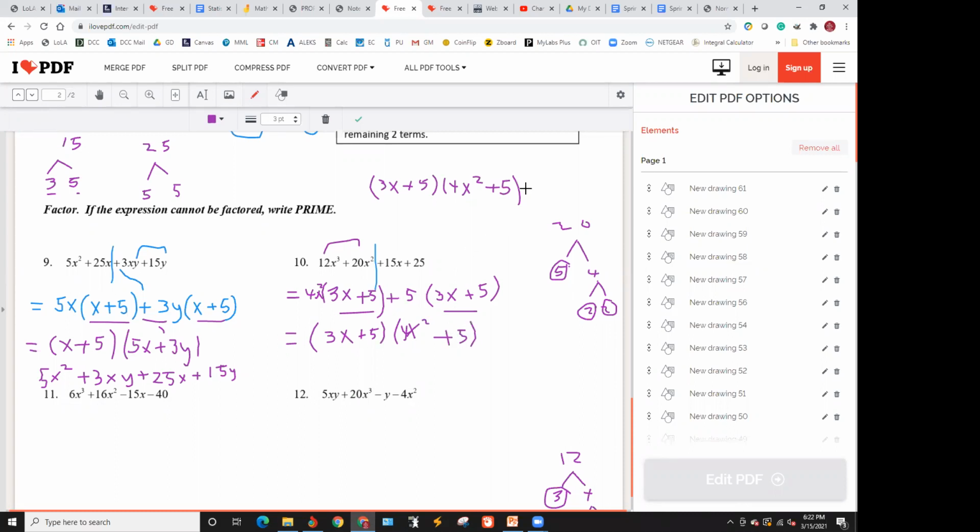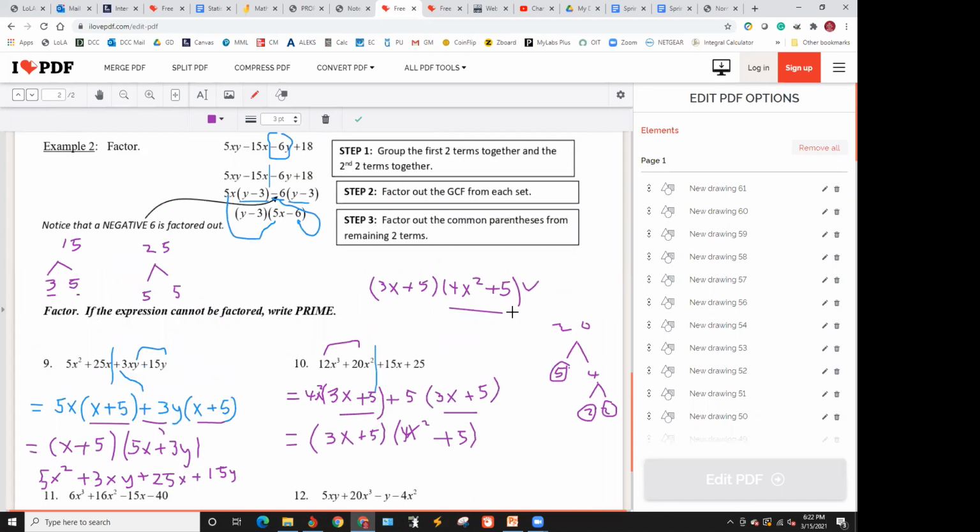All right. Wonderful job. All right. Any questions about those? You can jump on 11 and 12. But if you got questions, let me know. What did you write in the second parenthesis? 4x squared plus 5. Okay, I was just making sure that it was a 4.